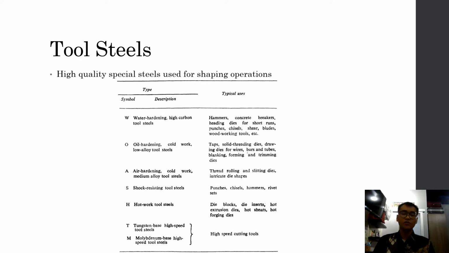The only difference between the two is the materials that were used. T stands for tungsten and M stands for molybdenum.